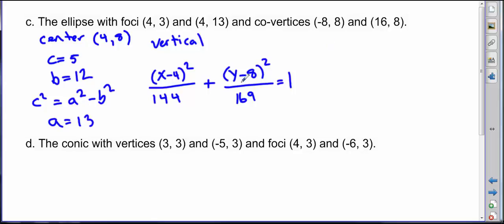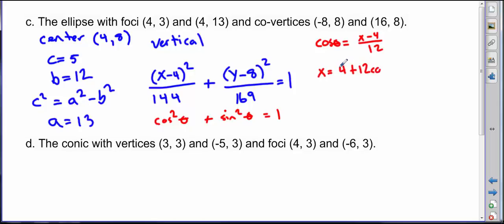Now let's do some conversion. Well, we know, like right down here, this is going to be our cosine squared term. This is going to be our sine squared term, because we know cosine squared theta plus sine squared theta equals 1. And I'm going to jump ahead in the work just a little bit and say cosine theta equals (x minus 4) over 12. And that would tell me then that x is equal to 4 plus 12 cosine theta.